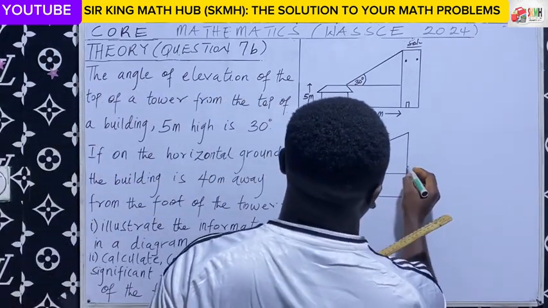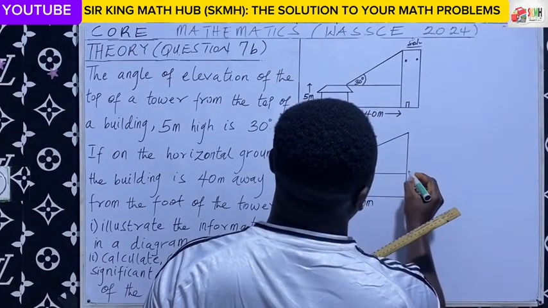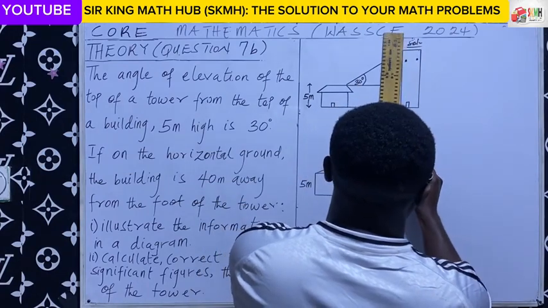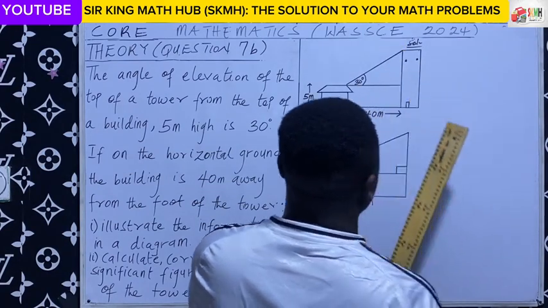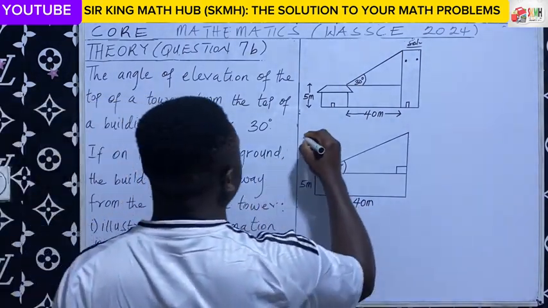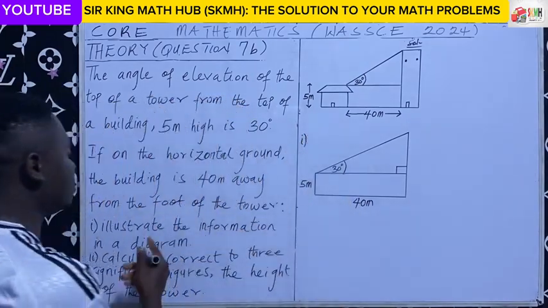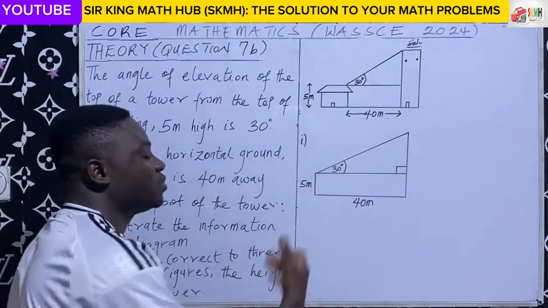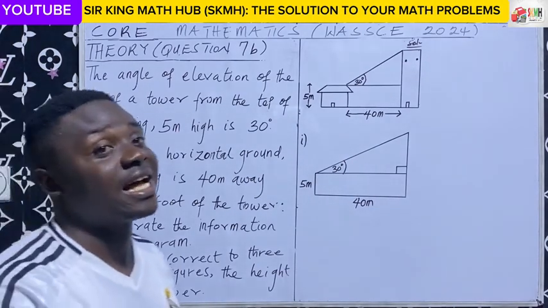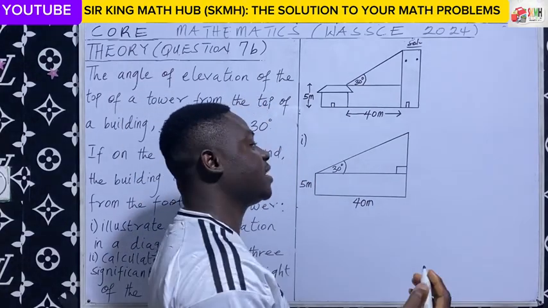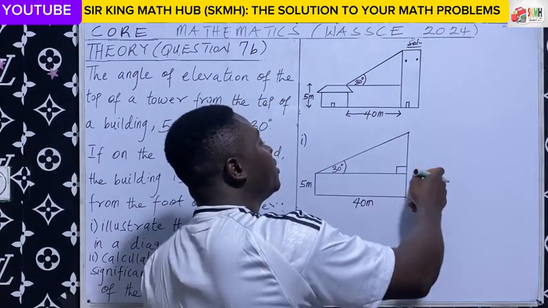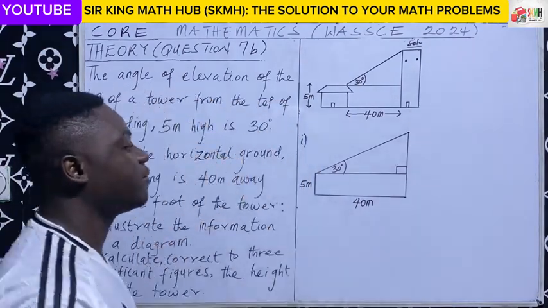So what will be the angle here? So here will be 90 degrees. Don't forget, here will be 90 degrees. So that is the I part. I said we should illustrate the information on the diagram. So that is what we have done. II, you have to calculate correct to 3 significant figures, the height of the tower. So where is the height of the tower? There is the foot of the tower and the top of the tower. So the full height here, that is what they are looking for.